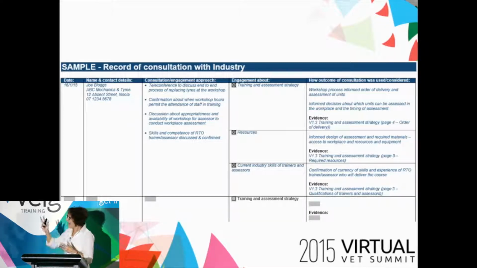requirement of the standard. And in terms of how we've used that, it helped us inform the delivery and the assessment of this. It informed the order of delivery. It informed a decision about which units we can assess. We've tracked that into the training and assessment strategy. It's also helped us with the resources, and we had that conversation about the currency of the trainer and assessor. So all of those things have been able to be tracked in evidence as well. Again, how you do that, you already perhaps have mechanisms for doing it as well.